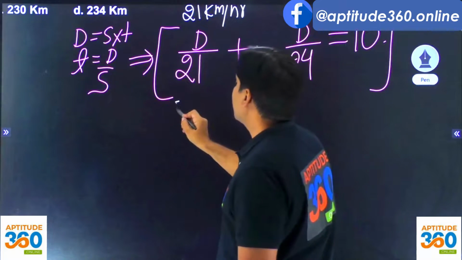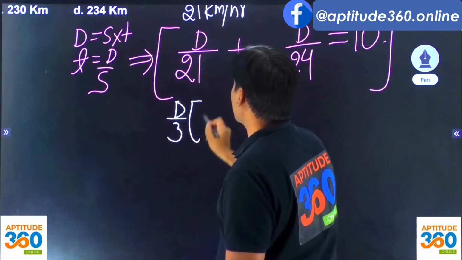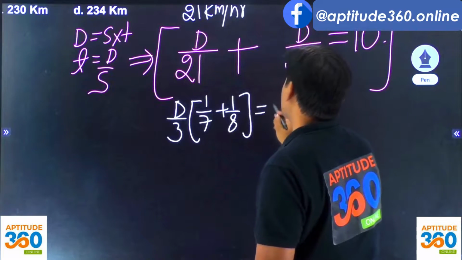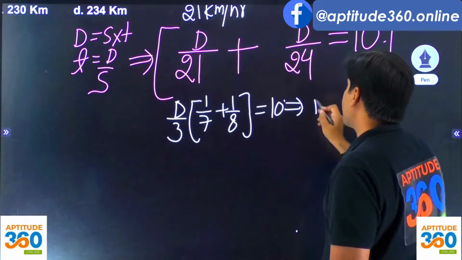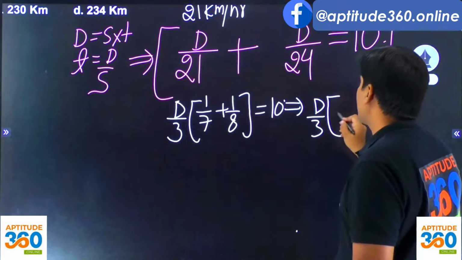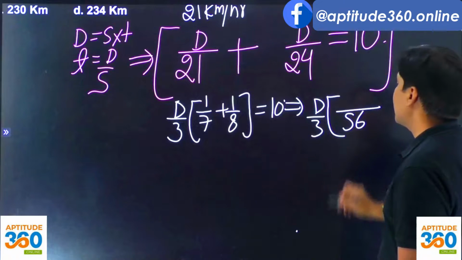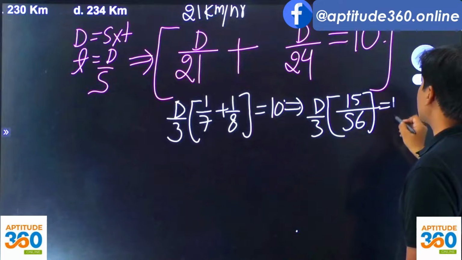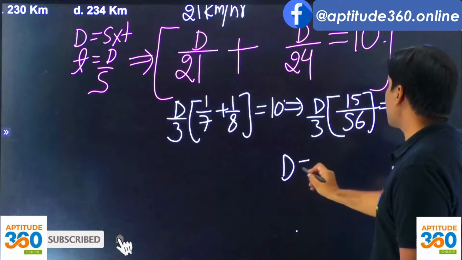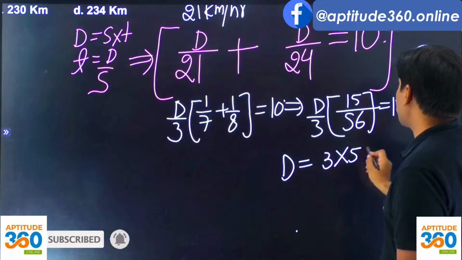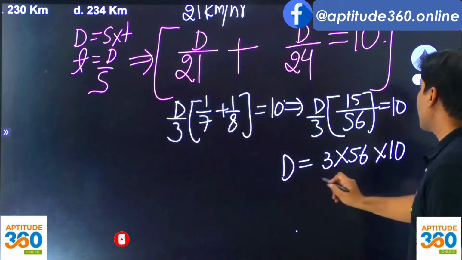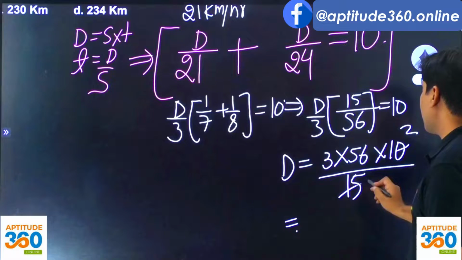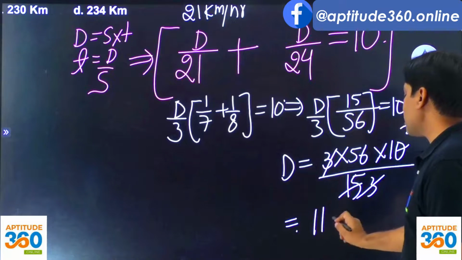So if you take d by 3 common out of it, it becomes 1 by 7 plus 1 by 8 is equal to 10. Or we might write this as, this is what, 7 into 8 56, and 7 plus 8 is 15. This value is 10. So the value of d comes out as 3 into 56 into 10 divided by 15. This is 2 and then this is 3. So the value of d comes out as 112 kilometers.